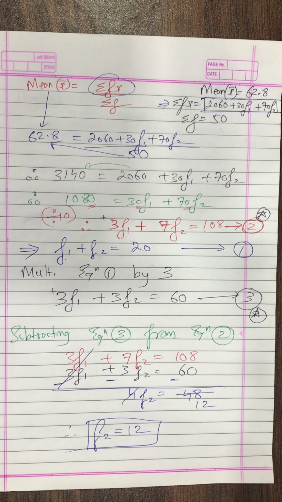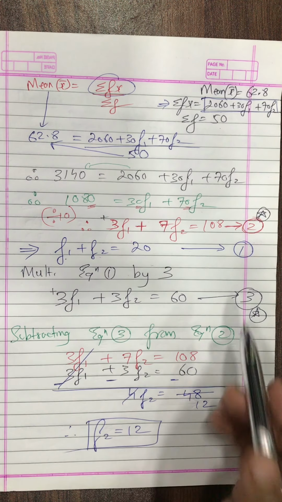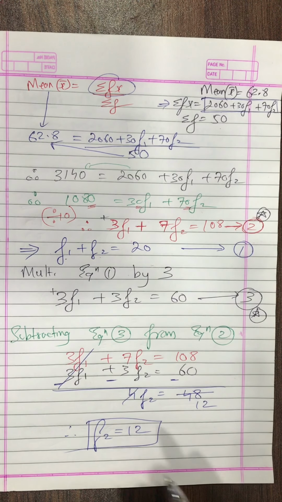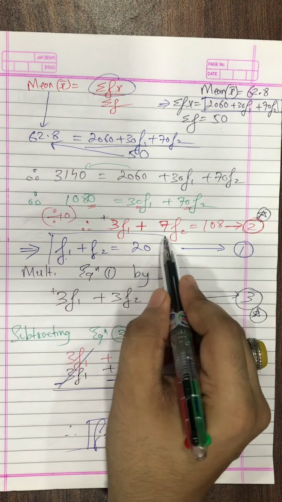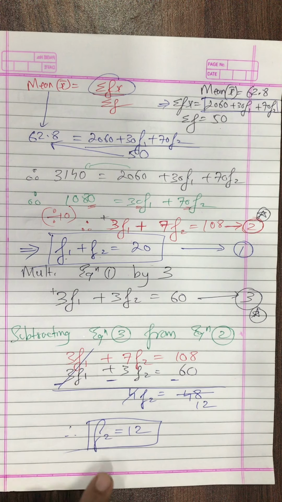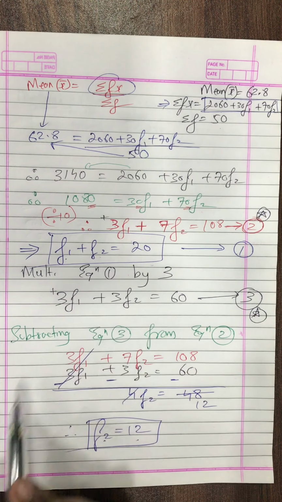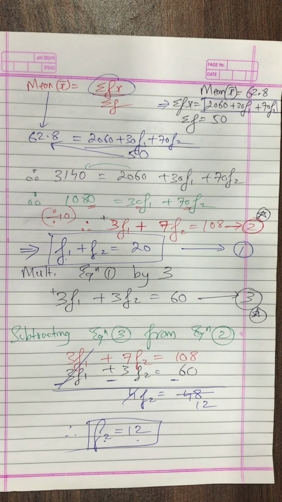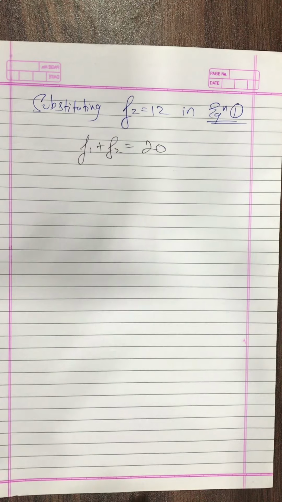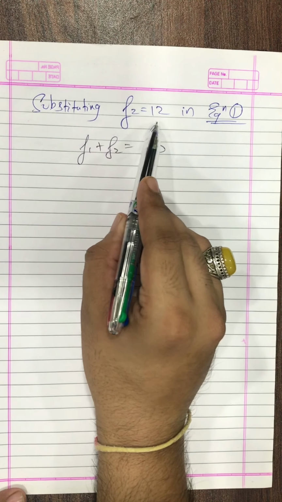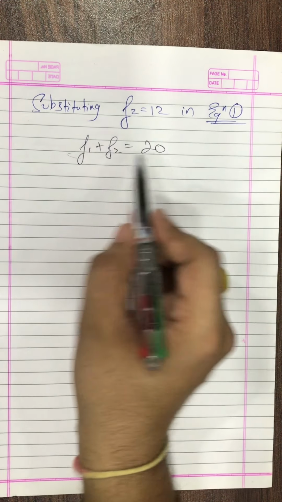Now we just have to substitute this value of f2 in either equation 1, 2 or 3. According to me, the best and easiest is equation number 1. So now please pause the video and just do it. On the next page, I'll be substituting the value of f2, which is 12, in equation number 1 to get the value of f1. Please do it, students. Okay, students, substituting the value of f2, which we got as 12, in equation number 1. This is my equation number 1.